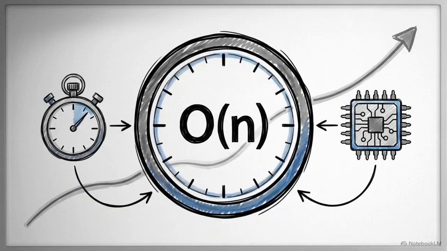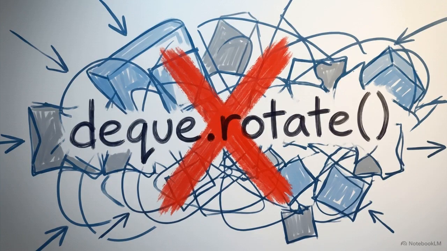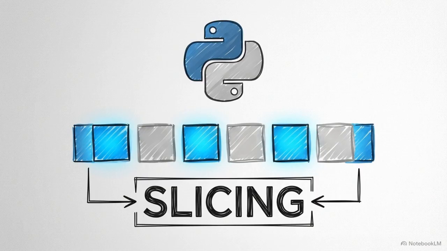We can measure the efficiency of this method using Big O notation, which describes how an algorithm's resource requirements grow as the input size increases. This table compares slicing against our earlier alternatives for time and space complexity. Slicing operates in O of n time and O of n space. It's far more efficient than the manual loop, which carries a time penalty of O of n times k from repeated memory shifts. And while the deque.rotate function is very fast at O of k, it is not an option here because it cannot target selective indices. This makes slicing the most effective method for manipulating interleaved sequences in Python.